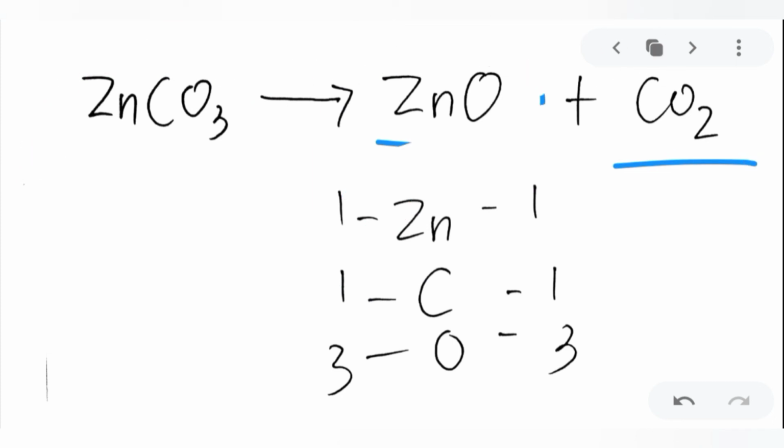Let us check if this is a balanced equation. We have here 1 piece of zinc, 1 piece of carbon, 3 pieces of oxygen, and then 1 piece of zinc on the product side, 1 piece of carbon, and then 3 pieces of oxygen. That is 2 plus 1, that is 3. So we do not need to balance this one because this is already a balanced equation.